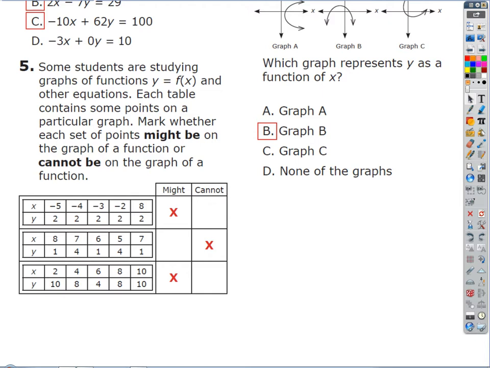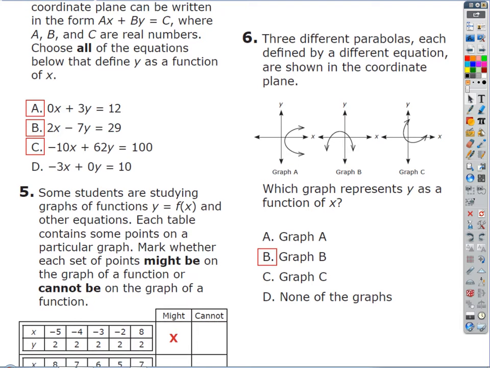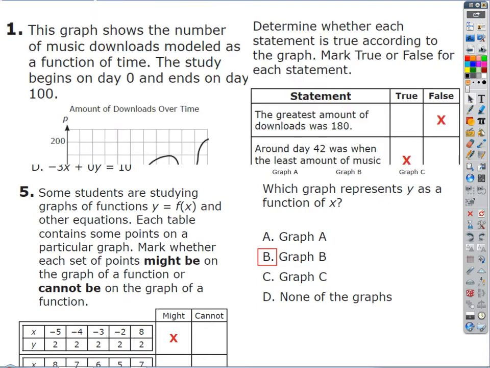Okay, same kind of thing here. So this one might be a function because for every x value, there's only one y value, right? This one cannot be. How come? An x value of 7 produces 2 y values, right? So it failed the function test. And then, which graphs represent y as a function of x? Well, graph B does, right? The other two fail the vertical line test. No big deal, okay?